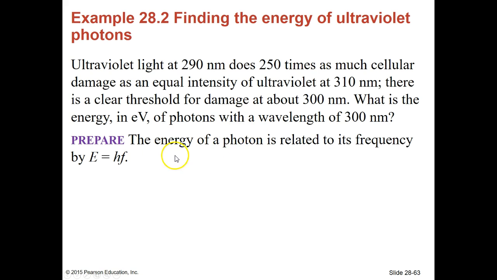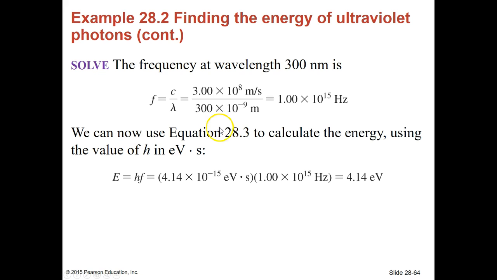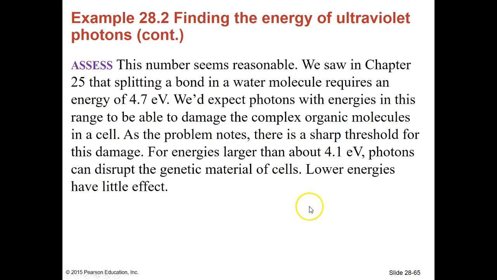So here we're going to use E is equal to hf. We've got to find the frequency, so we're going to take the speed of light and divide it by the wavelength, and we end up with 1 times 10 to the 15th. So if we use our E is equal to hf, here we're going to use h in eV times seconds, and then our final energy here is 4.14 eV.